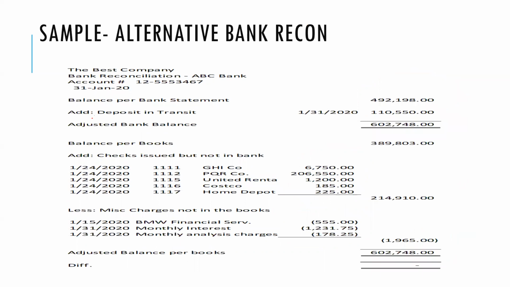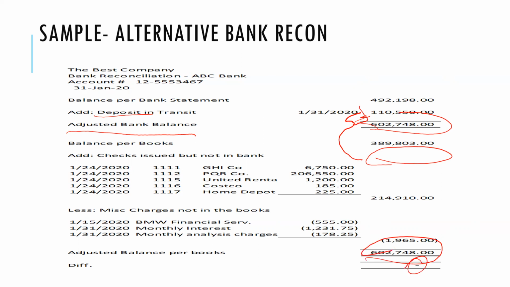So deposit in transit, which is shown up here, 110,000, which in the previous case we had shown as part of the adjustment to balance per books. Well, here we are adjusting that bank statement balance. And now we have adjusted bank balance of 602,000. Basically, we have moved the deposit from there to up here. Other than that, there is no other difference. So 602 and this 602 are looking the same and difference is still zero. So it doesn't matter where it is recorded. You don't need to argue with somebody about who is right, who is wrong. Question is, this is how the company wants it, then this is how you do it.